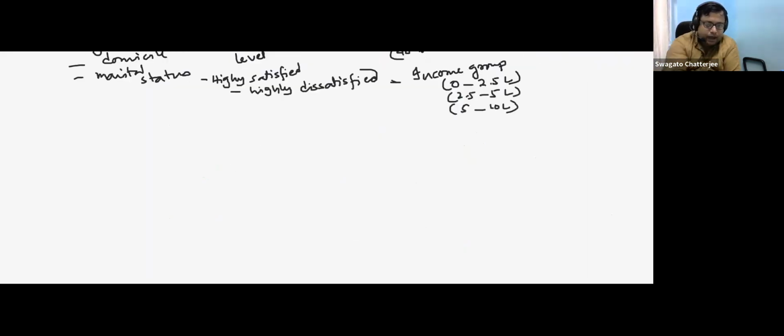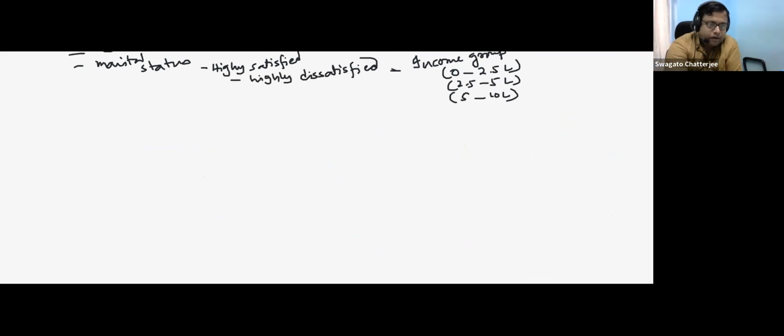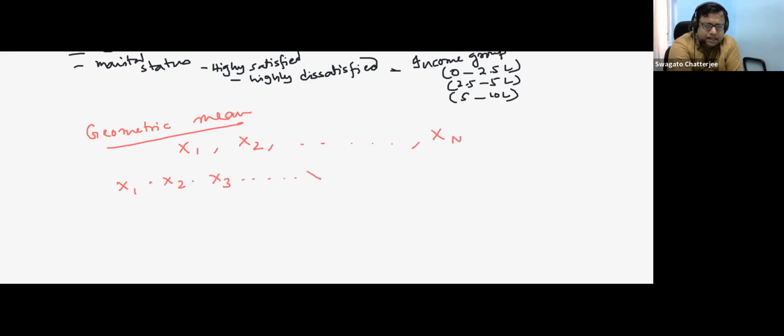Now, I will go ahead a little bit quickly and talk about something called the geometric mean. Because we are doing mean, let's quickly discuss what the geometric mean is. So let's say you have x1, x2 up to xn, n observations. The geometric mean is nothing but the product of x1, x2, x3 up to xn, to the power 1 by n. Now the question is, okay, this is the geometric mean. Where will I use it? What is the usage of this geometric mean?